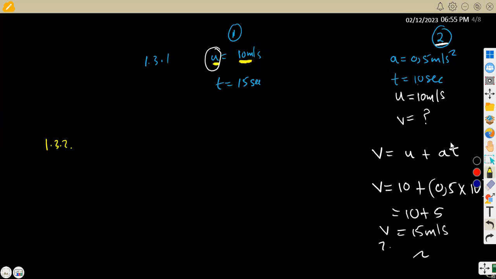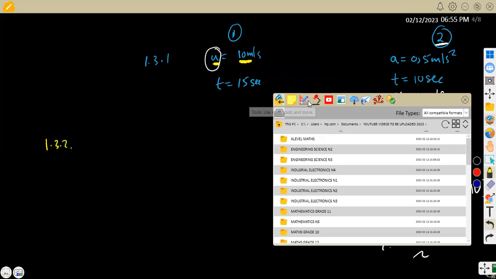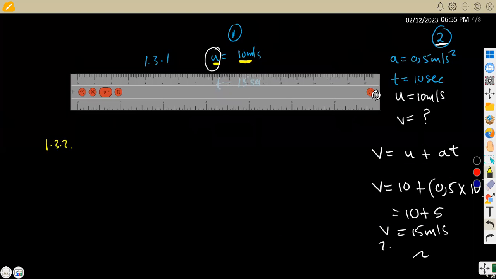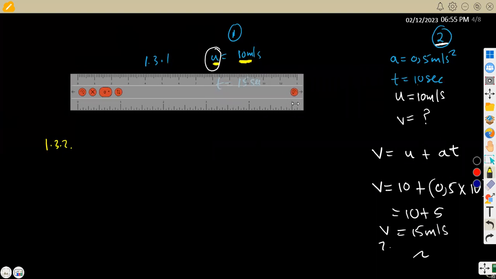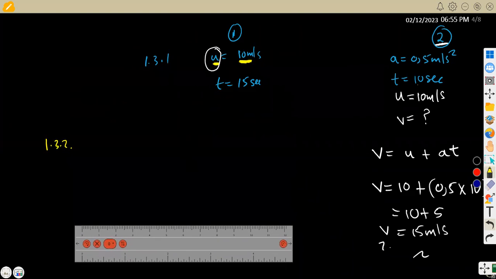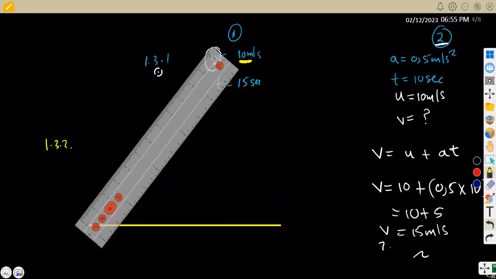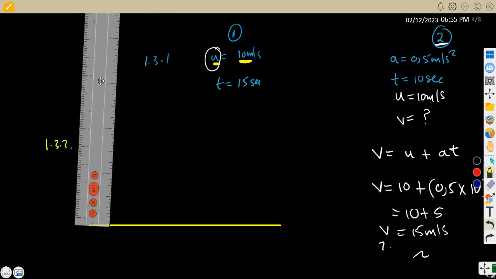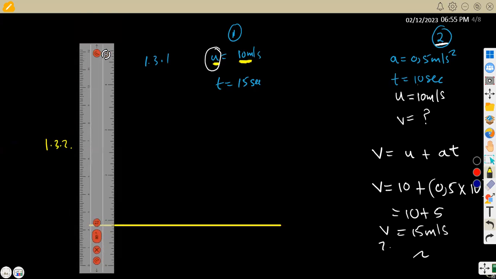In this case, let's just use a ruler. I wanted to sketch that as it is, but let me insert a ruler just in case so that we can have a neat sketch. So we shall have our time axis versus the velocity axis. Remember, this is velocity and time. That's a velocity time graph.